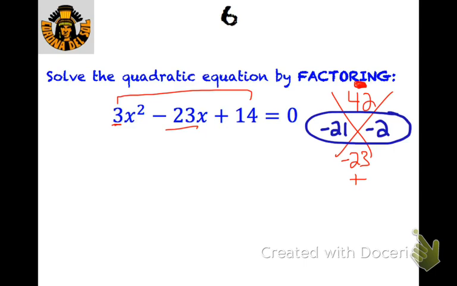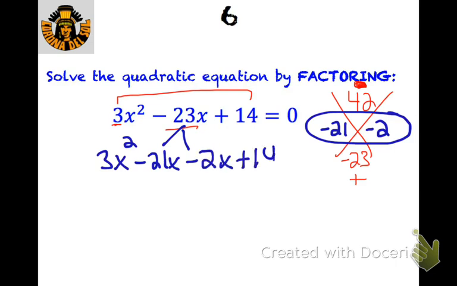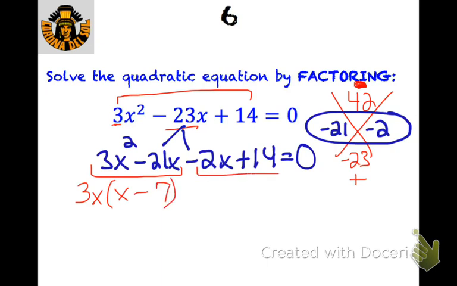What we do with those numbers is we rewrite the middle term using those 2 numbers. So -21x, and we put a little x on them as well, so -2x, and then plus 14. Notice we just rewrote the trinomial as 4 terms instead of 3 terms. So now we're going to factor by grouping. The first 2 terms, we pull out what they have in common. They have a 3 in common as well as an x, and that leaves us with x minus 7. And then the last 2 terms, we look to see what they have in common. They have a -2 in common, and that leaves us with x minus 7.